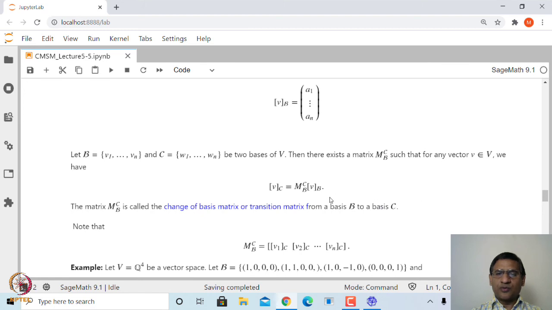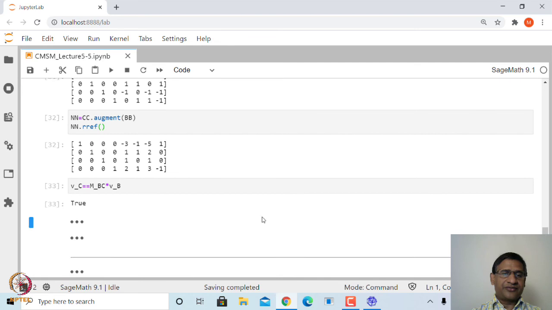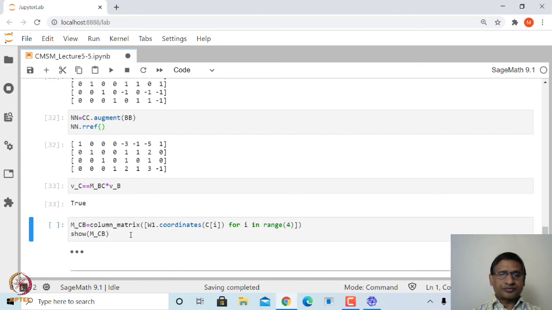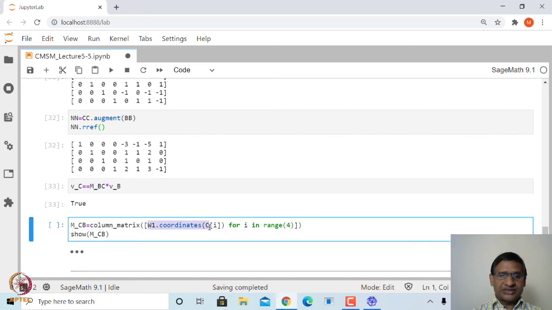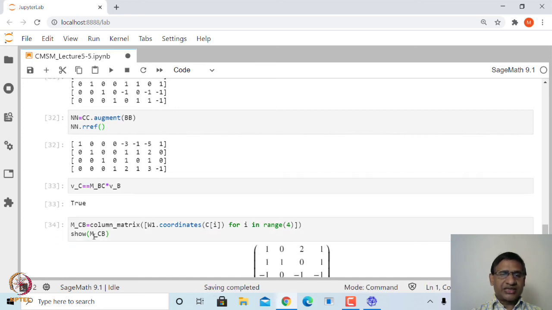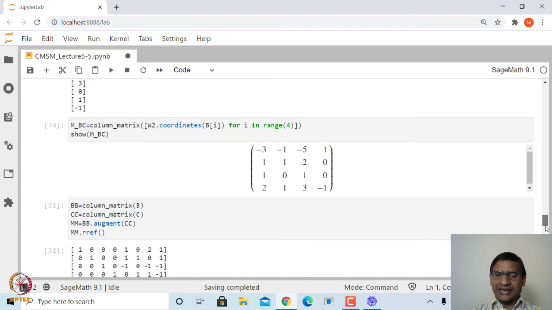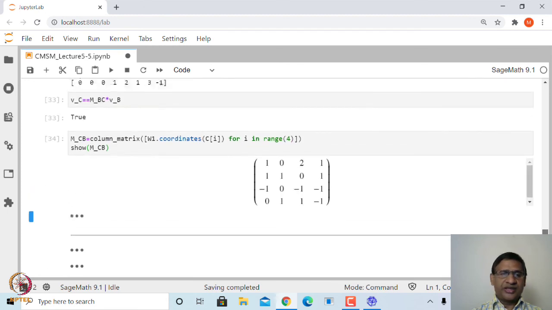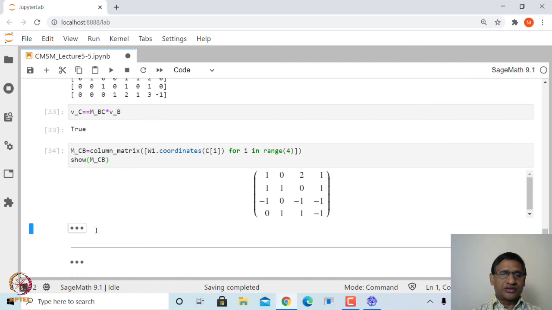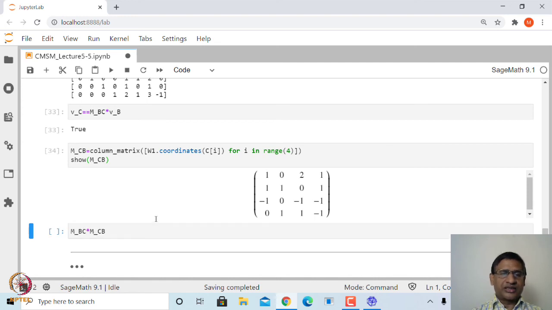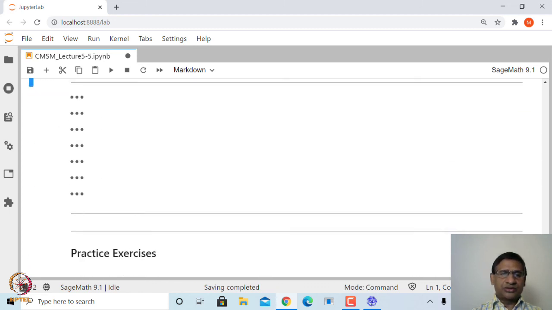And of course you could also check that VB will be equal to this inverse times VC. In fact you can just verify. First you can find the coordinate of C with respect to the basis B, and let us call that matrix MCB. Then MCB and MBC are inverse of each other. So if I take the product of these two, it should give the identity matrix, right. So that is how they are related.